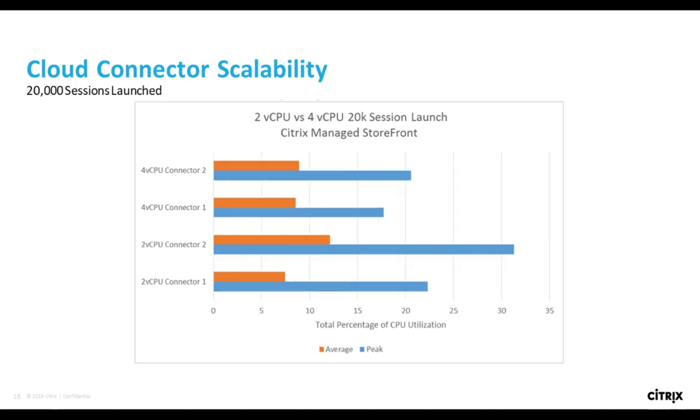Our next test is going to be 20,000 sessions launched through a Citrix Managed Workspace. As you can see here, the 4 CPU connectors, connector 2 and 1 at the top, have the lowest numbers as far as peak utilization. And as I said, lower is better because this is your total utilization. And the 2 CPUs have a little bit higher, although the average is almost about the same there.